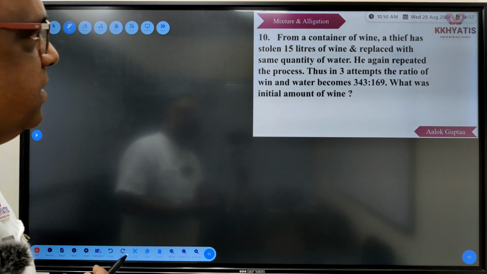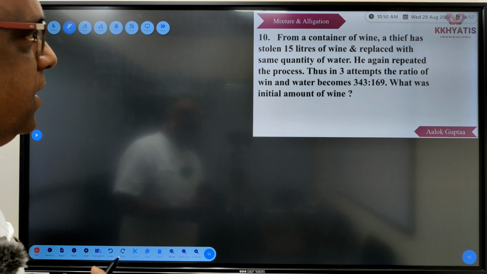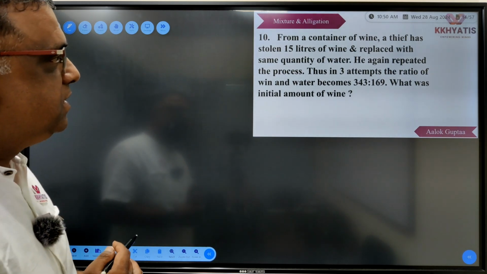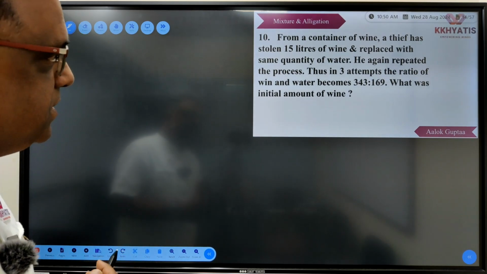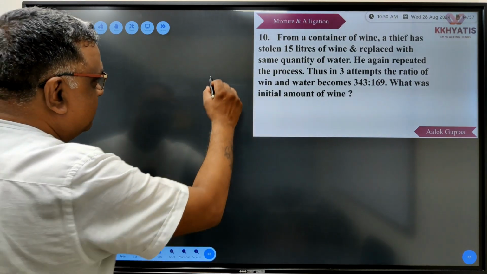From a container of wine, a thief has stolen 15 liters of wine and replaced it with the same quantity of water. He again repeated the process. Thus, in 3 attempts, the ratio of wine and water becomes this. What was the initial amount of wine? Same kind of sum. So I'll give this as homework.